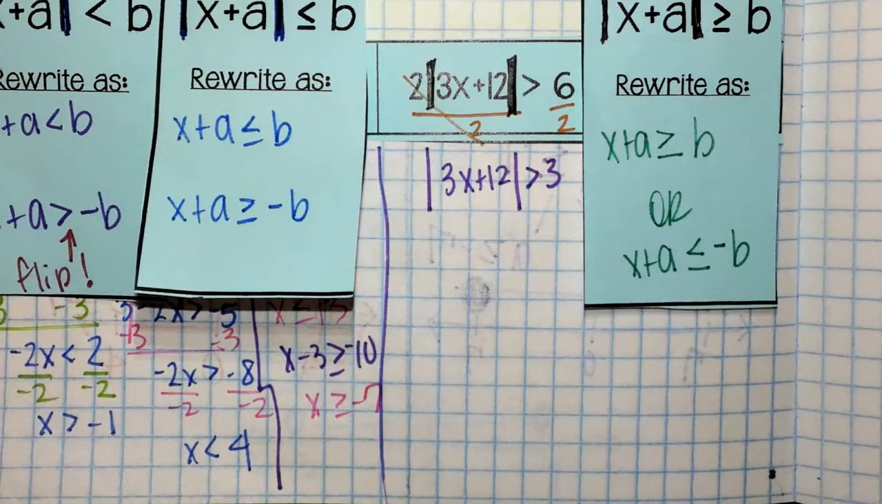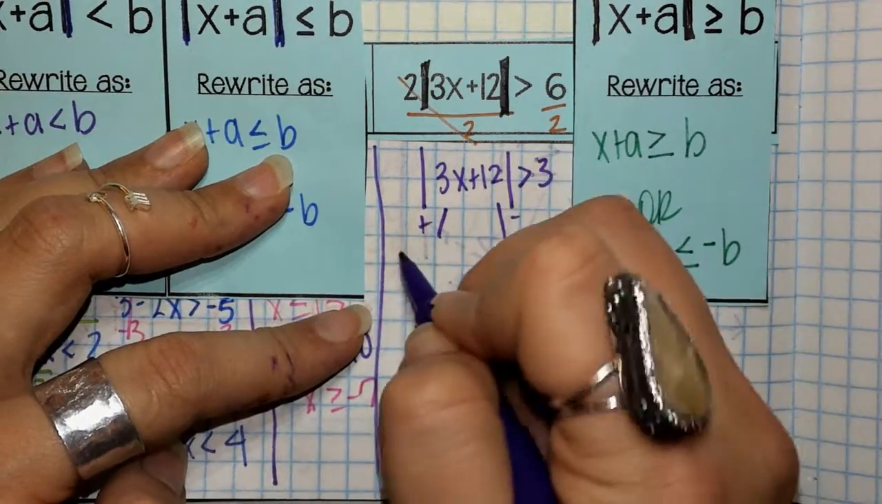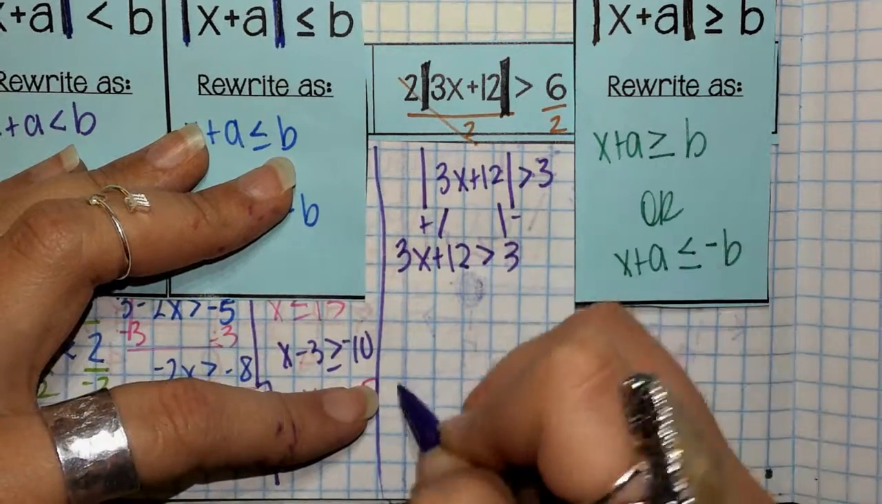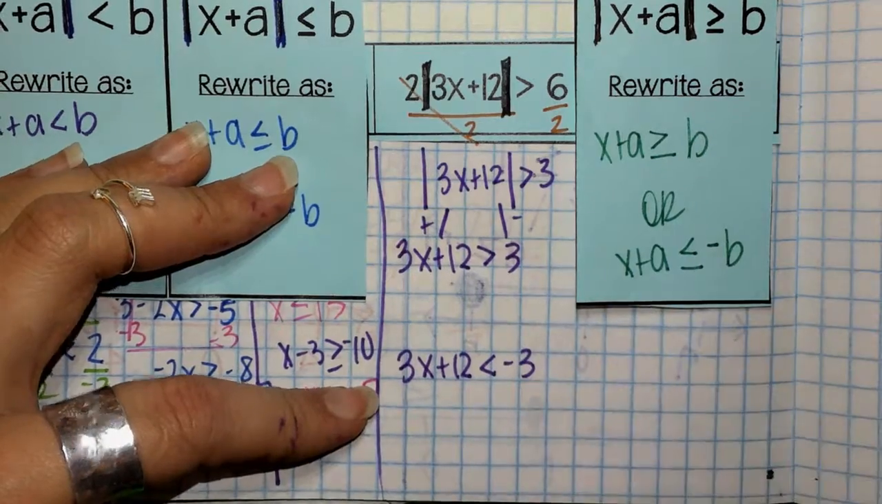After we divide, rewrite it as a positive and a negative. Have two inequalities, positive and negative. So, 3x plus 12 is greater than 3, and 3x plus 12 is less than negative 3.